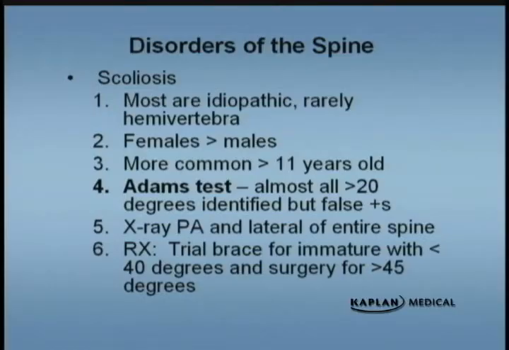When we speak of the spine, we really have to think about scoliosis. About 2% of the population has scoliosis, so it's pretty widespread. The most common cause is what we call idiopathic scoliosis. Very rarely is it a hemivertebra, but you can see where a hemivertebra might do that.